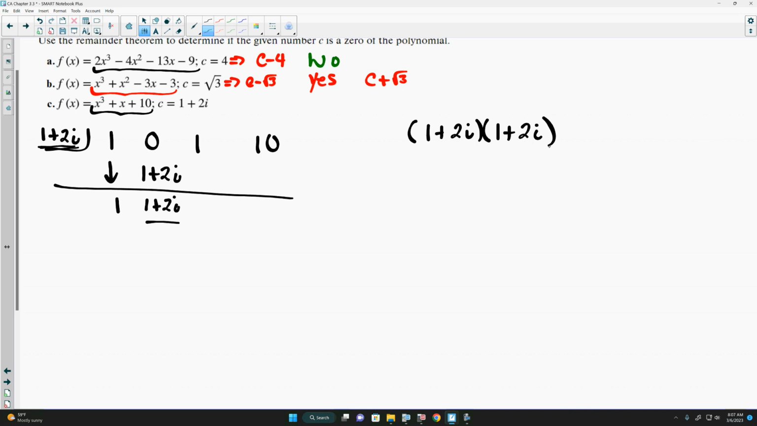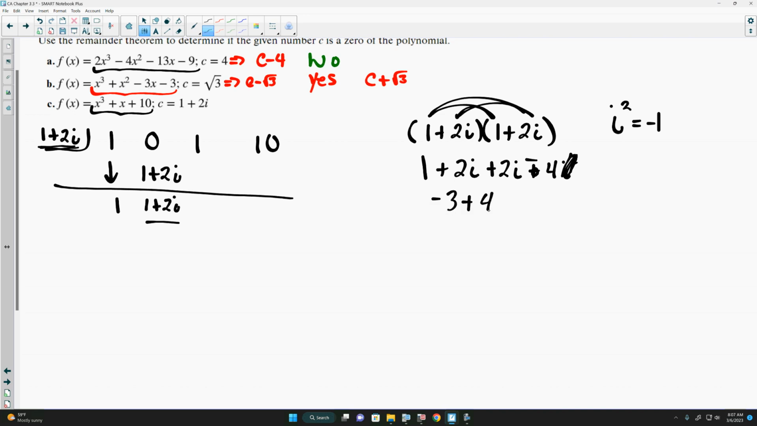So it might be helpful to do this off to the side, because we'll have to distribute. 1 times 1 is 1. 1 times 2i is going to be plus 2i. 2i times 1 is going to be plus 2i. And 2i times 2i is going to be plus 4i squared. But we know i squared is the same as negative 1, which is really just going to change it from positive 4 to negative 4, just coming from the fact that i squared is negative 1. Now we can combine like terms. 1 minus 4 is going to be negative 3 plus 4i.